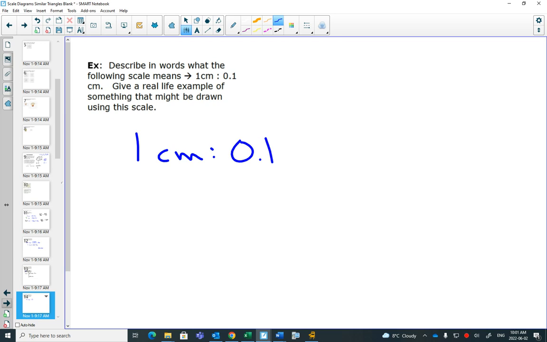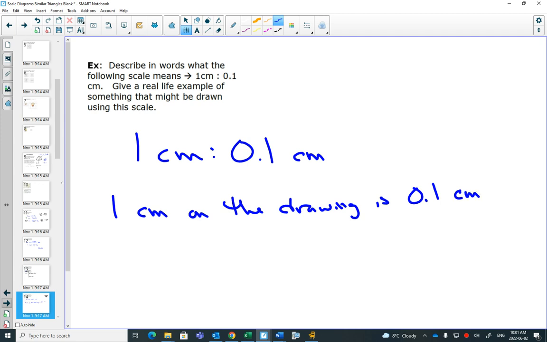So we need to describe in words what this scale means. One centimeter on the drawing is 0.1 centimeters in reality. So is your drawing bigger or smaller than the object? The drawing is bigger than what the object actually is. So this would not be a good scale if you want to draw a car, because then your drawing would have to be bigger than the car.